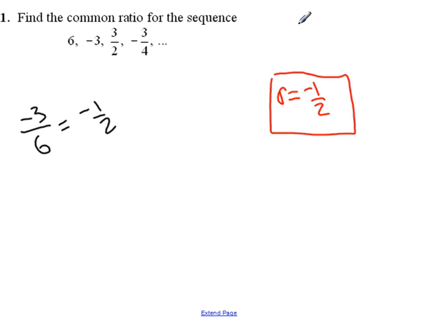So, if you want to get the common ratio, just divide the second term by the first term. And that's how you get the common ratio.